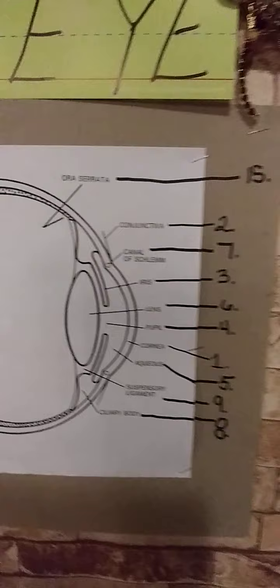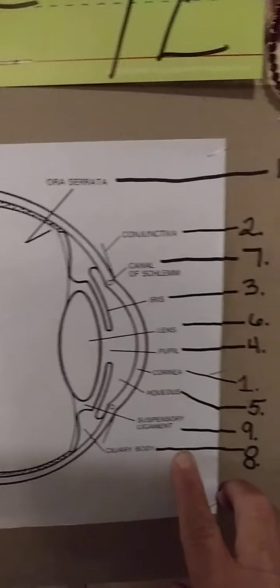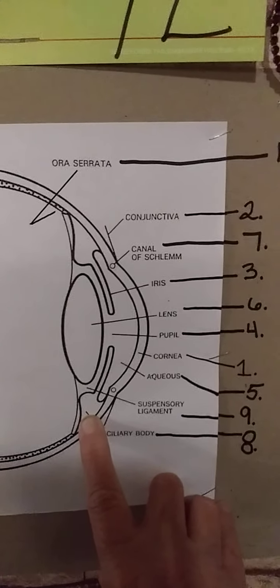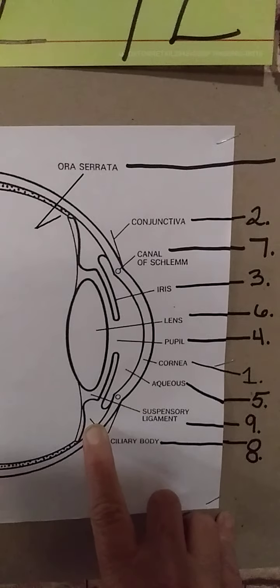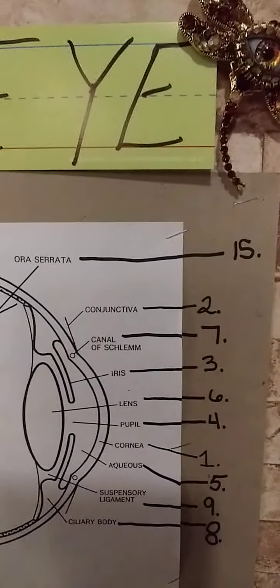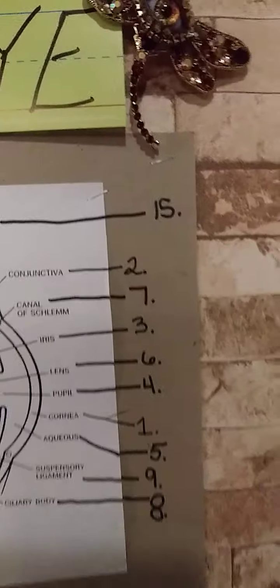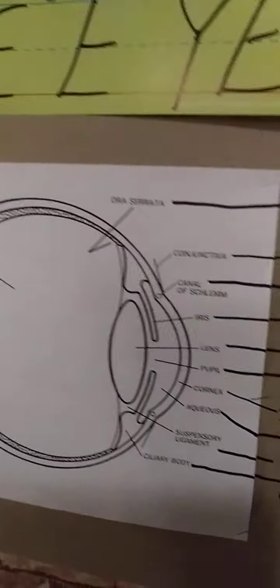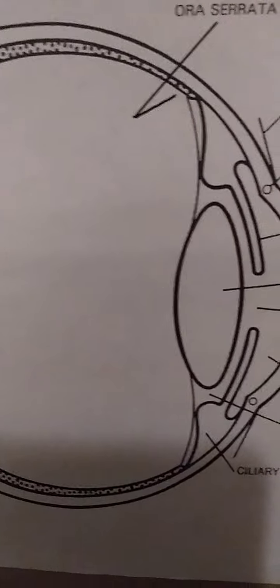Now, the ciliary muscles, or the ciliary body, is down here, and it's number 8. And it's kind of at the bottom part of your eye, and it's the muscles that control focus. And then we have number 8, which is the ciliary body, which we just discussed.